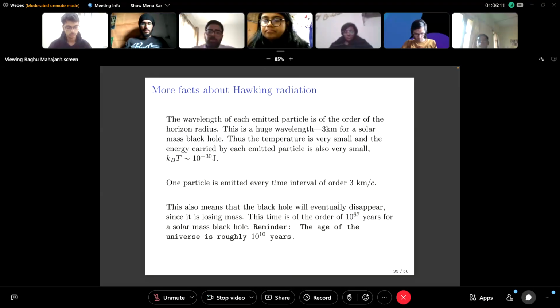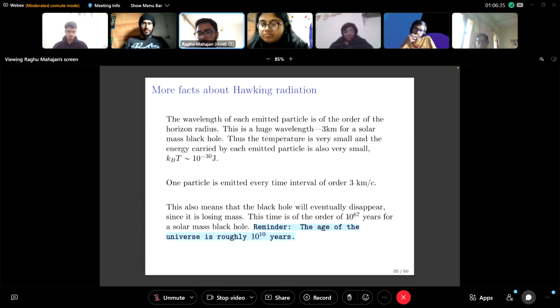And this also means that the black hole will eventually disappear since it is losing mass. And the time for a solar mass black hole to evaporate is 10 to the 67 years. Now, this is a ludicrously large amount of time. This process is very slow. It's a very cold and very slow process. And a reminder is that the age of the universe is only 10 to the 10 years.